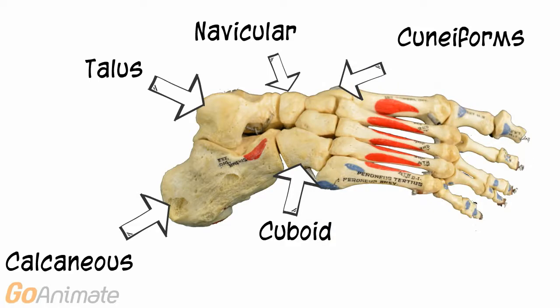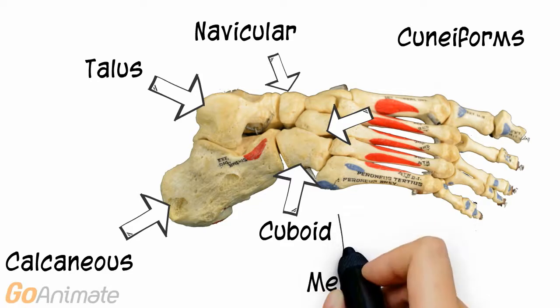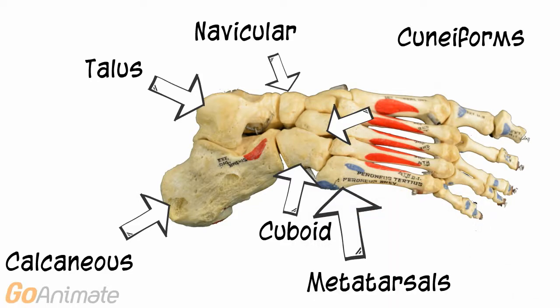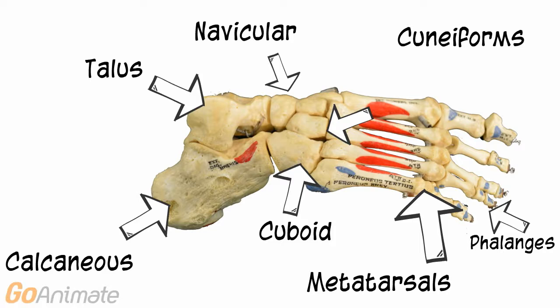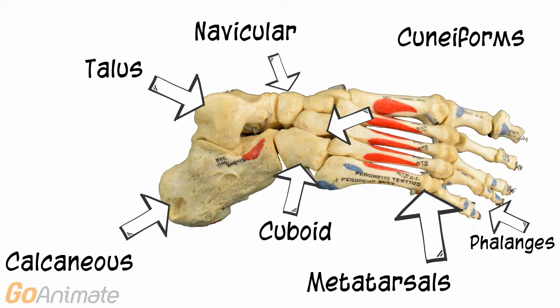There are also three cuneiform bones. Here are the metatarsals. The toes contain the phalanges. There is the same arrangement as the fingers, with each toe containing proximal, middle, and distal phalanges, with the exception of the big toe, which only contains proximal and distal phalanges.